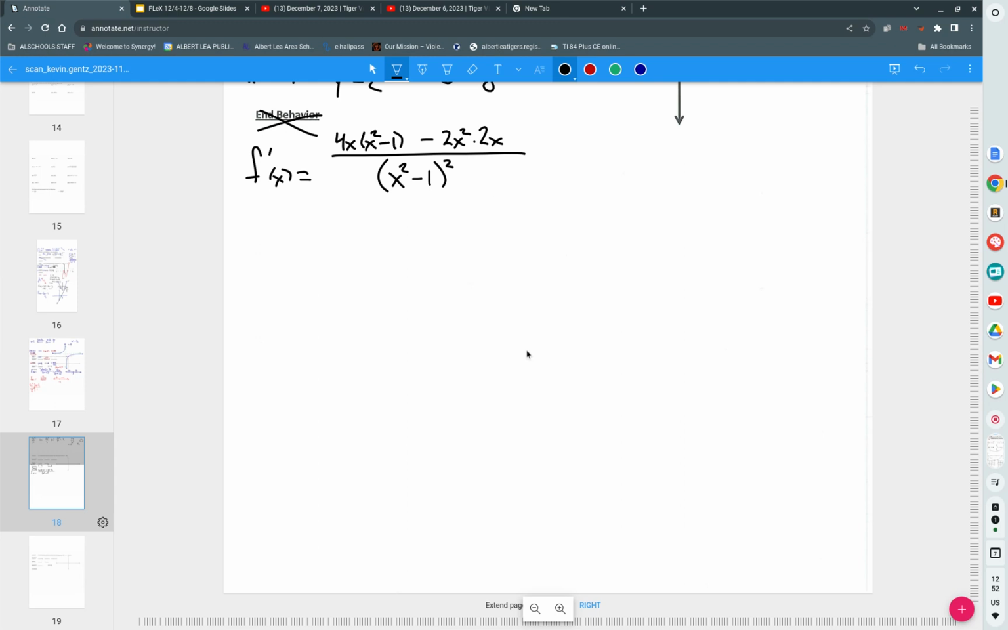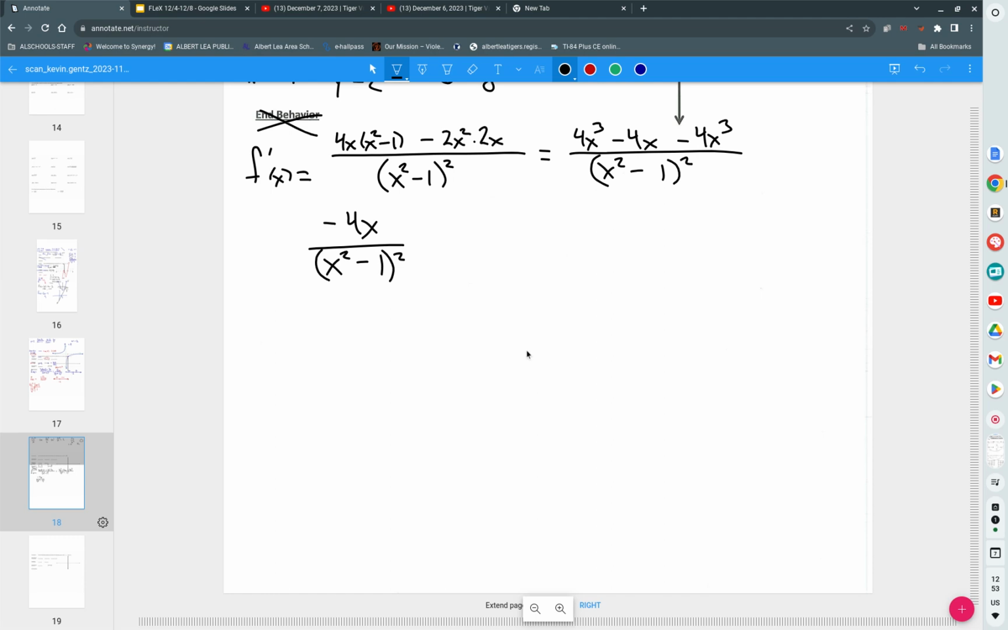Okay. So I get a 4x cubed minus 4x minus 4x cubed over x squared minus 1 quantity squared. Or negative 4x over x squared minus 1 squared. You okay with that?